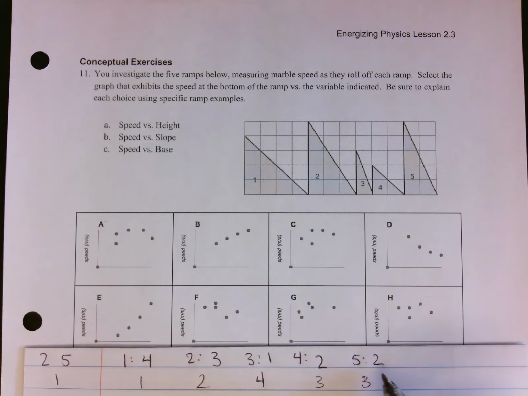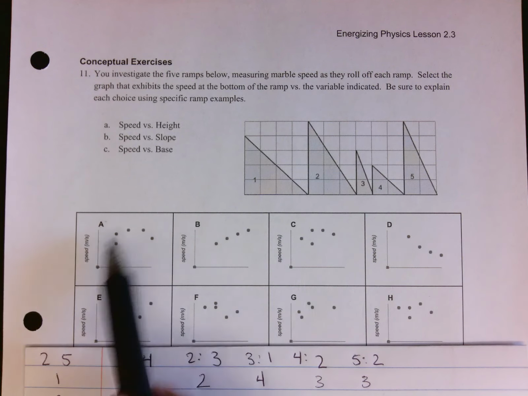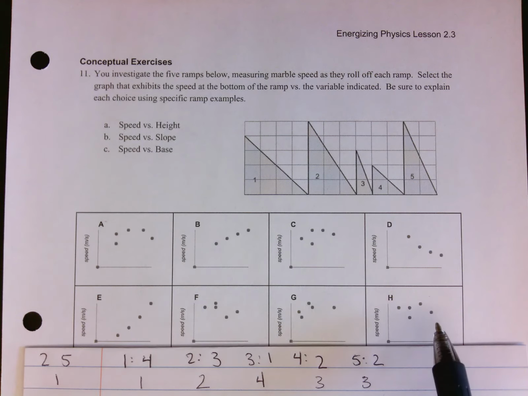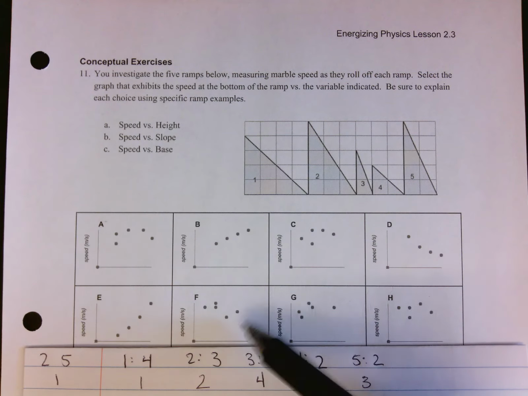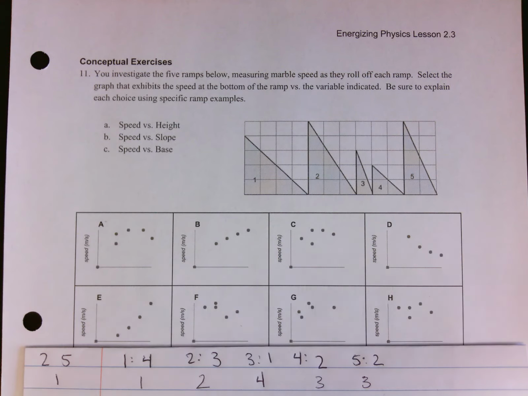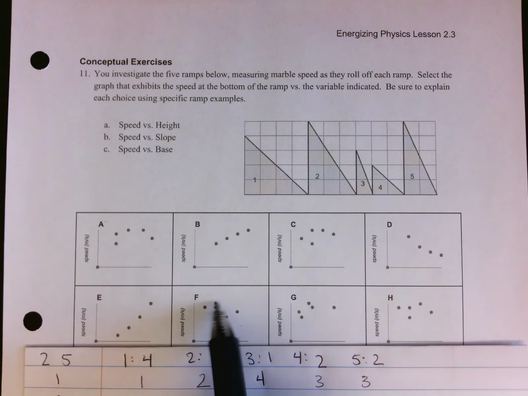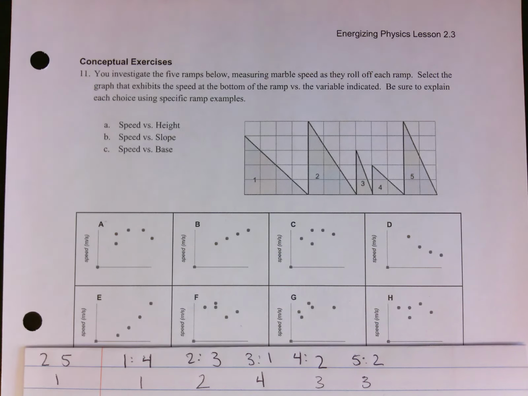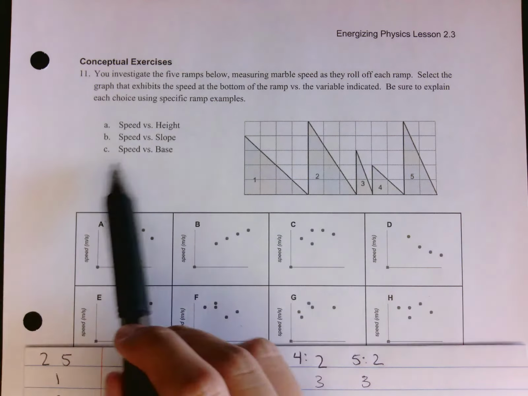Since we also know that ramp 5 exhibits the highest speed, one of the points that are on top of each other has to exhibit the highest speed. So it can't be A, it can't be H. So it has to be between F and C. We also know that ramp 2 and ramp 5 share the same speed, so there should be 2 top speeds. So it can't be F because it only exhibits one top speed. So the answer is C for part C.